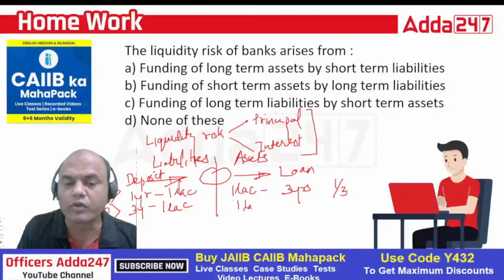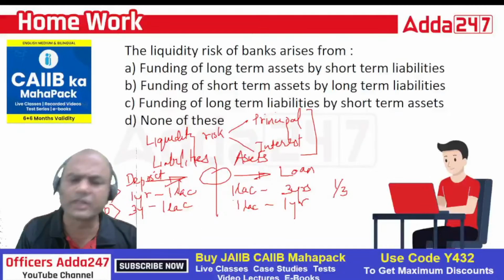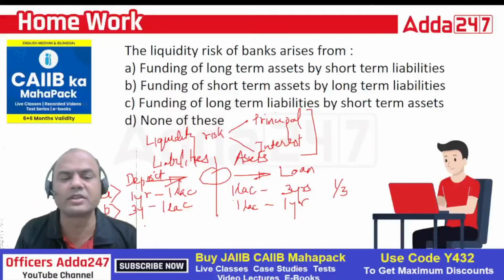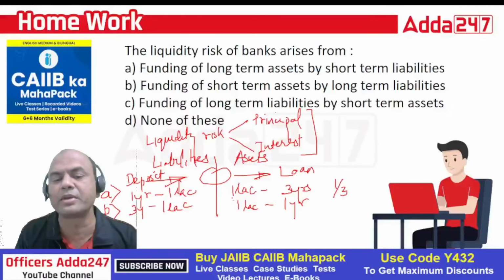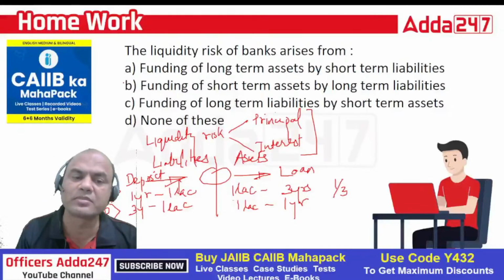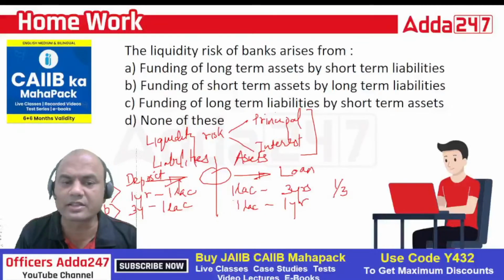1 lakh for 1 year. Okay. So will I face any problem? Because this person will come to me for money after 3 years. This person will repay me in 1 year. So will I be facing the problem in B? No, definitely not, right? So B can't be the answer.